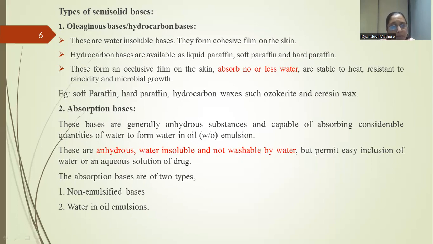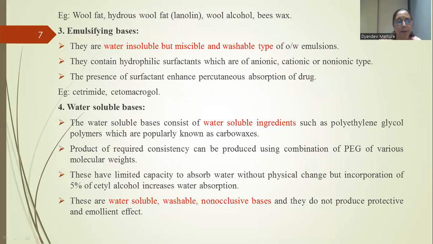The absorption bases are basically of two types: non-emulsified bases as well as water in oil emulsion. The examples of absorption base: wool fat, hydrous wool fat, that is also called lanolin. So it is very important: wool fat is nothing but anhydrous lanolin, whereas hydrous wool fat is called lanolin. Then wool alcohol and beeswax are some of the examples of absorption base.